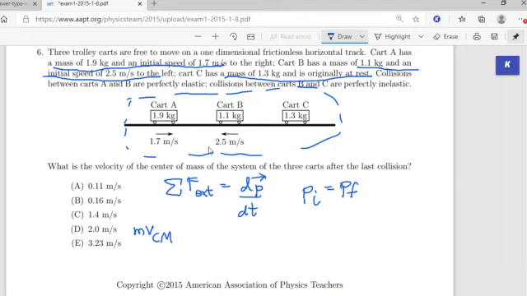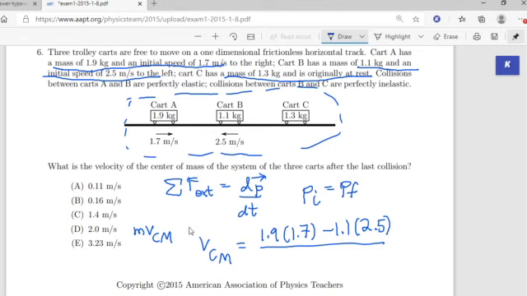So the velocity of the center of mass initially should be the velocity of the center of mass after the last collision as well. And so we can find that by multiplying each of the masses by their respective velocities and dividing by the sum of all the masses. So first we get 1.9 times 1.7 and minus 1.1 times 2.5 since it's traveling to the left, and cart C is at rest, so we do not need to worry about that.